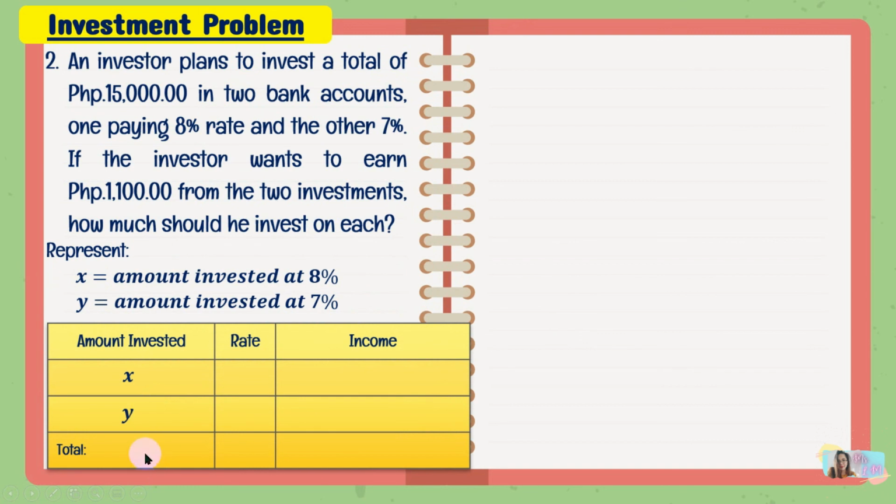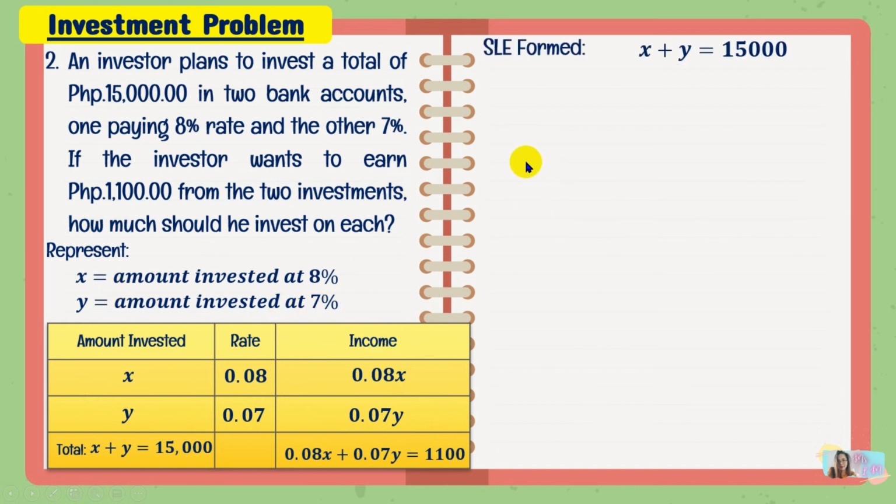So, X and Y, ang total investment niya ay 15,000 pesos daw po. So, X plus Y is equals to 15,000. And then, yung rate po, again, move two decimal places to the left, 0.08 and 0.07. The income will be 0.08 times X, that's 0.08X. And again, 0.07 times Y, that will be 0.07Y. And then, pag pinag-add daw natin yan, ang total daw po na income ay 1,100 pesos only. So, the system of linear equation formed is x plus y is equals to 15,000 and 0.08x plus 0.07y is equals to 1,100.